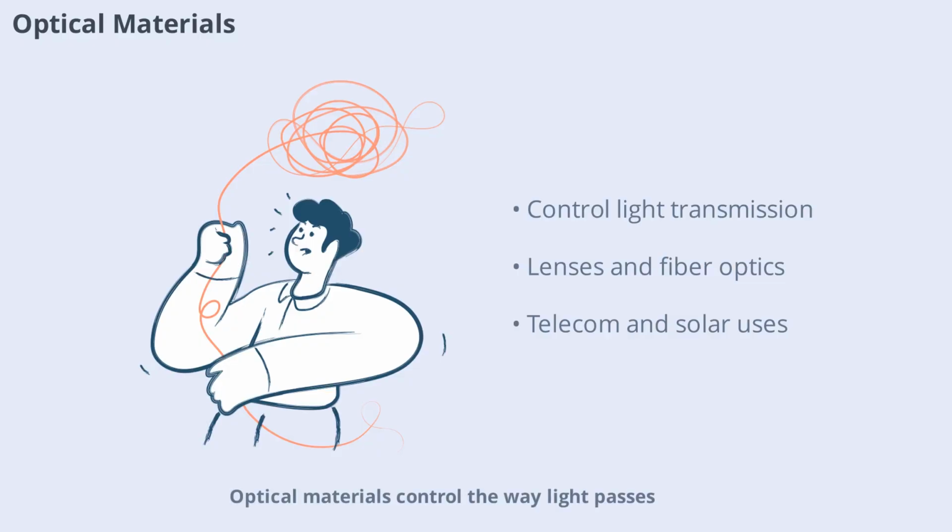Optical materials control the way light passes through or is reflected by a substance. They're used in lenses, lasers, and fiber optics. Materials engineers develop new optical materials for applications in telecommunications, medical devices, and even solar panels. The ability to manipulate light opens up a world of technological possibilities.